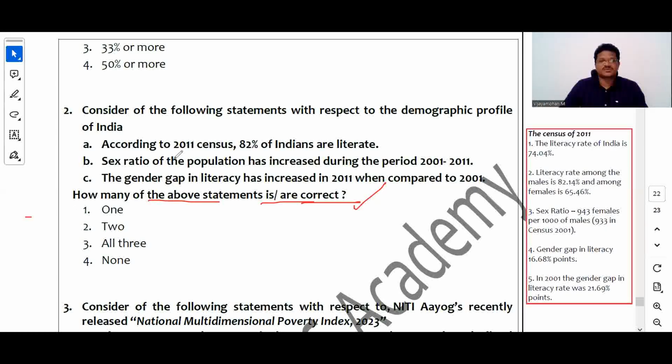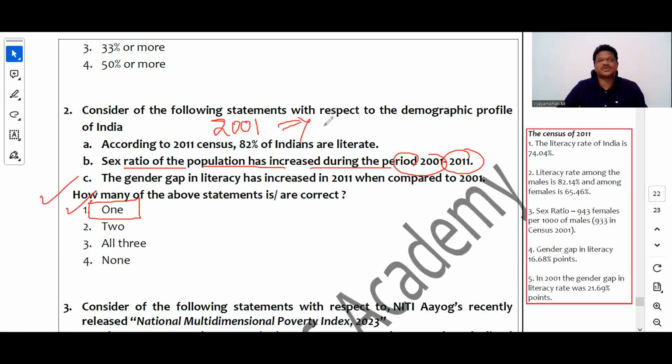So, if you want to solve this question, just try to pause the video, then try to solve this question. So, the correct answer for this question is only one statement is correct, and that statement is sex ratio of the population has increased during the period from 2001 to 2011. 2001 census prakaram entante our sex ratio ante number of females for males are 933, whereas in 2011 the same is 943. So there is a definite improvement in the sex ratio, right? Ippudu statement, so this statement B is correct.